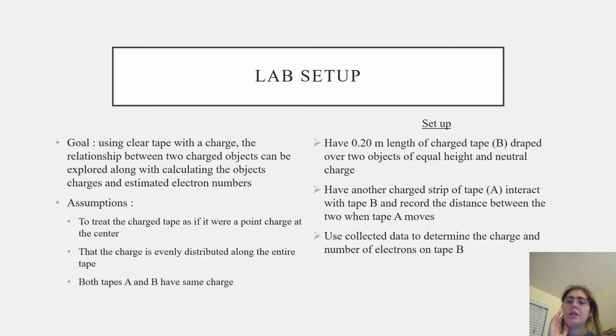When we do this, we are going to have a charged tape B over two neutral charged objects, and we are going to observe how it interacts with another charged tape and record when the distance between the two makes it where the tape B moves from interacting with charged tape A. And using this data, we will be determining the charge and electrons on tape B.